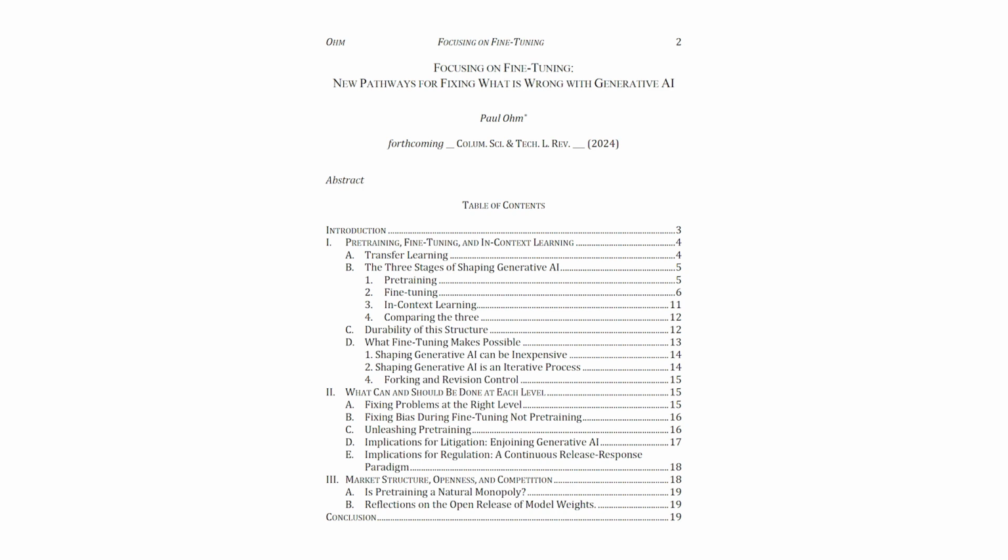And I'm very happy to introduce Professor Paul Ohm from the Georgetown University Law Center. Paul is a leading scholar in law and technology, because he's one of the very first people to combine law and computer sciences, knowing both disciplines very well. And we're going to talk about his new paper called Focusing on Fine-Tuning: New Pathways for Fixing What is Wrong with Generative AI, which is forthcoming in the Columbia Science and Technology Law Review.